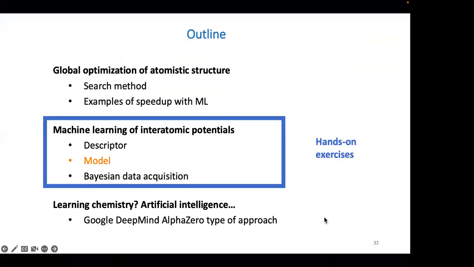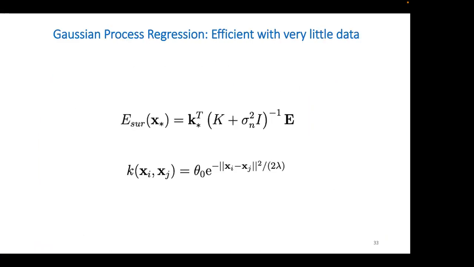Okay, so we have quite a long program here. We are now to look into how one sets up the model. Now we know how to describe the structure so that these invariances are contained. How do we describe the model? And then in a minute, how do we collect the data? Well, more than a minute.